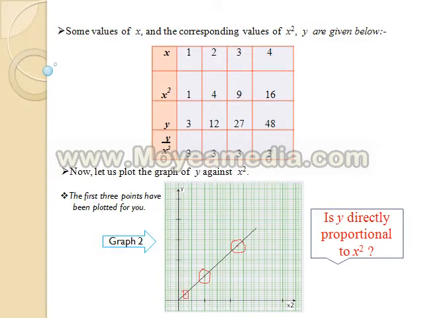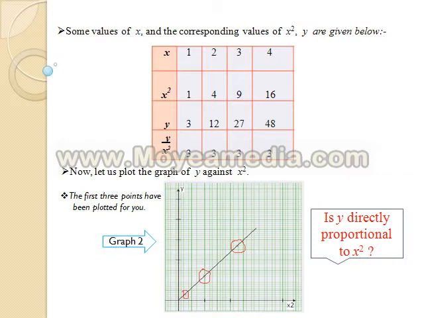And the third row is y, which is the same as in the previous table, 3, 12, 27 and 48 over there. And in the fourth one, now I have the ratio between y and x square, not y over x as in the previous table, if you remember. So here I am dividing y by x square, not by x. 3 divided by 1 is 3, 12 divided by 4 is 3, 27 divided by 9 is 3, and the last one also gives you 3 here.